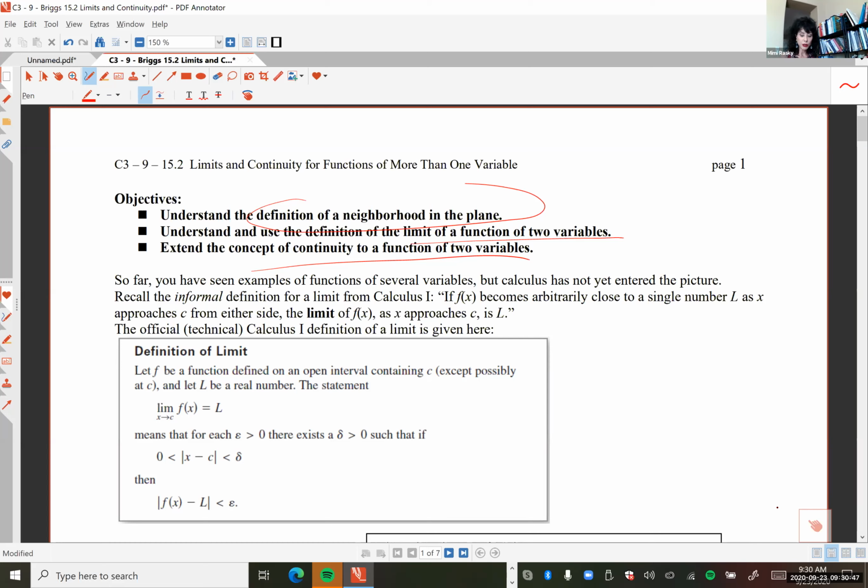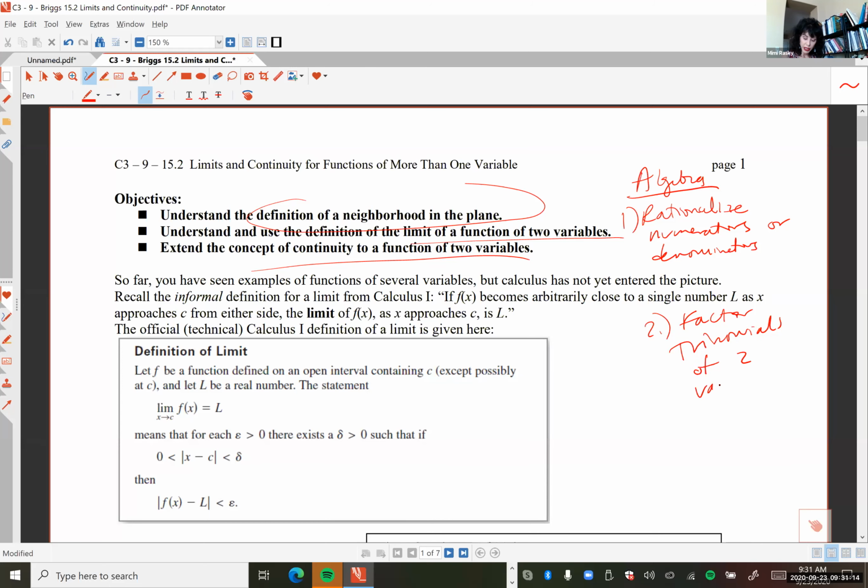So some of the algebra that's going to be required, so you don't get too freaked out when it hits, is you have to know how to rationalize either numerators or denominators with more than one variable. And we'll go over it. So that's one. The other thing you have to do is you have to be able to factor trinomials of two variables. And you learn this in a beginning algebra class.